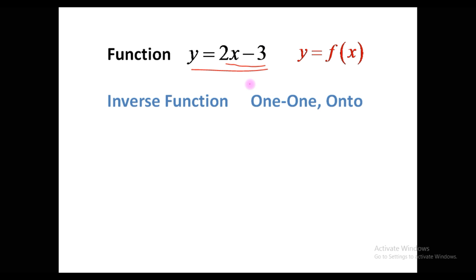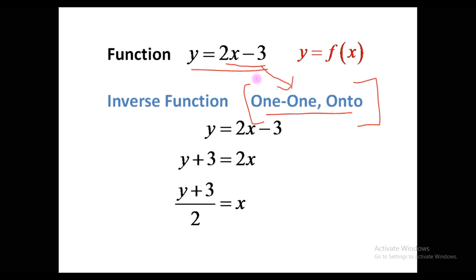So here this year you don't have to prove this 1-1 and onto part. You just assume that this is a 1-1 and onto function. Now let's write y in terms of x. Let's write x in terms of y. y is equal to 2x minus 3. So minus 3 could be shifted over here to get y plus 3 is equal to 2x. So x is equal to (y plus 3) upon 2. See, here I am able to write x in terms of y.